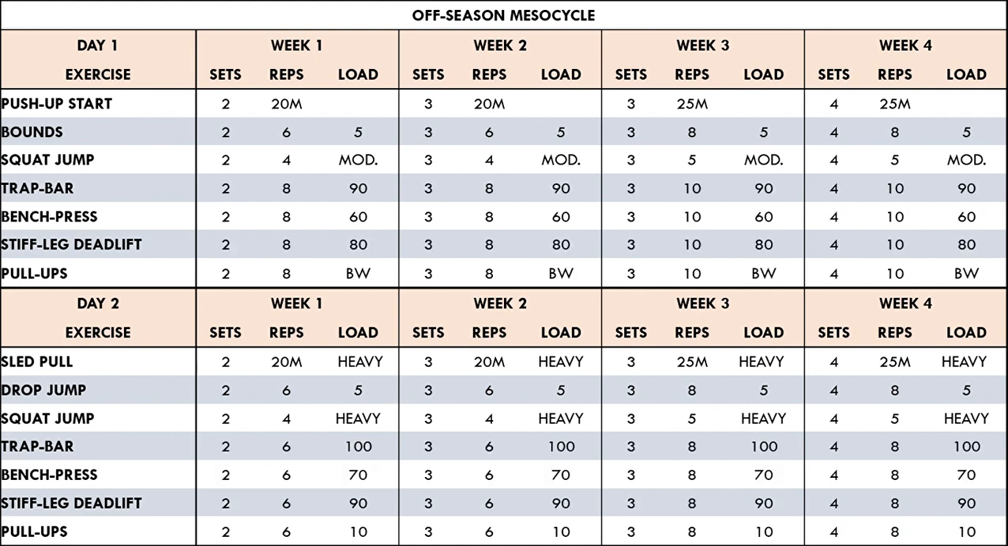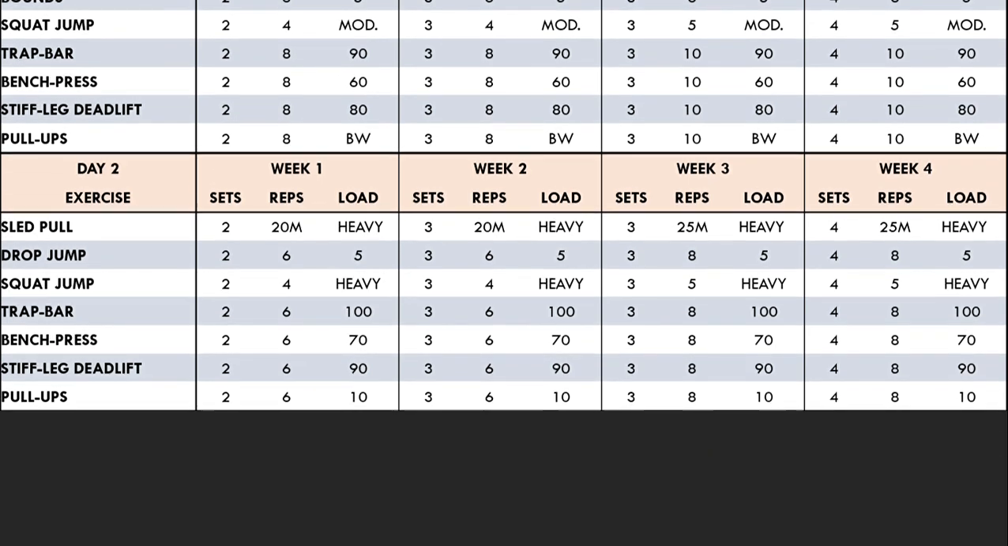And lastly, the strength exercises are the same on both days, but are undulated once again. So day 1 uses lighter loads with more reps, while day 2 uses heavier loads with lower reps. Once again, we can see that the sets and reps increase over the mesocycle, while the load remains the same. Next, we will create a mesocycle for the pre-season period.